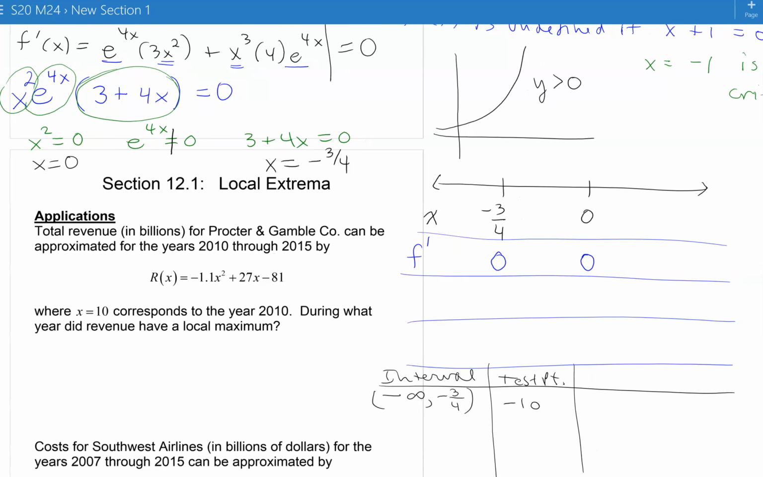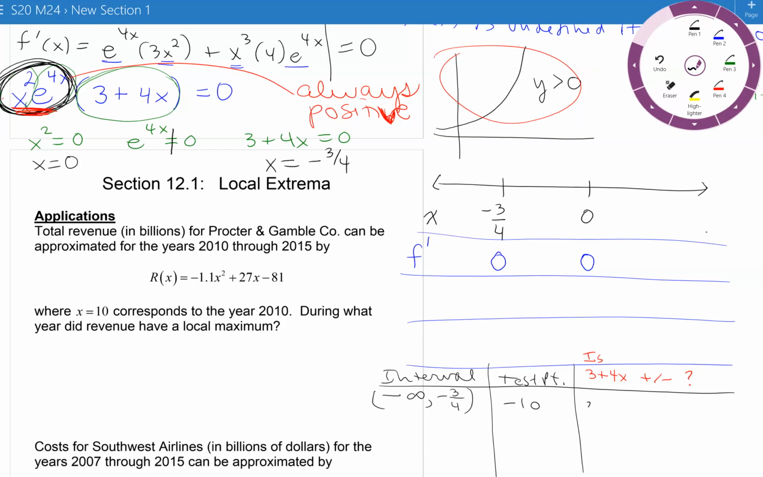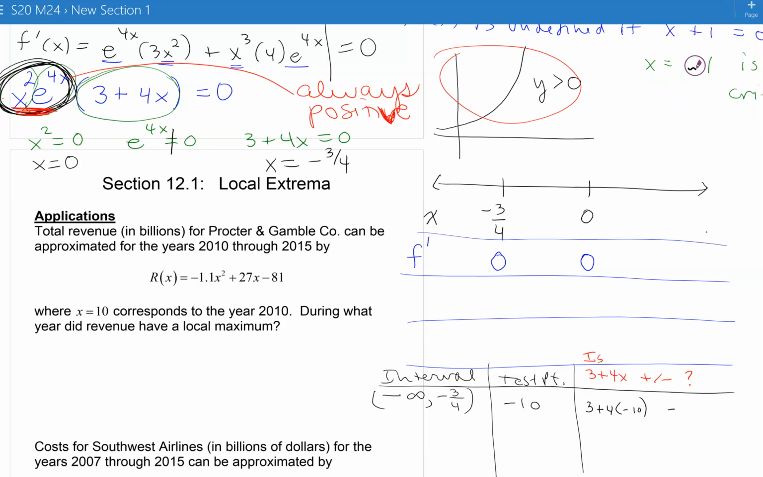And then I'm going to come back and look at this derivative and go, you know what, this x squared and the e to the 4x part, that part's always positive. Right? We just said e to the 4x is always positive. And earlier we talked about x squared being always positive, so their product is always going to be positive. So the only thing I need to check is 3 plus 4x. Is 3 plus 4x positive or negative? Because that's going to decide the sign of the whole derivative. So let's put negative 10 in for x. And that's clearly going to make it negative. So everywhere in the interval from negative infinity to negative 3/4, the derivative is negative.